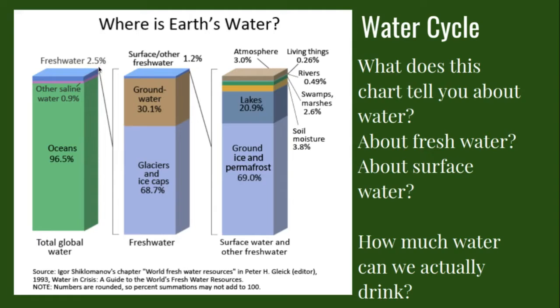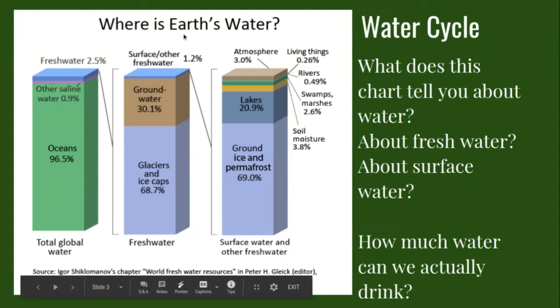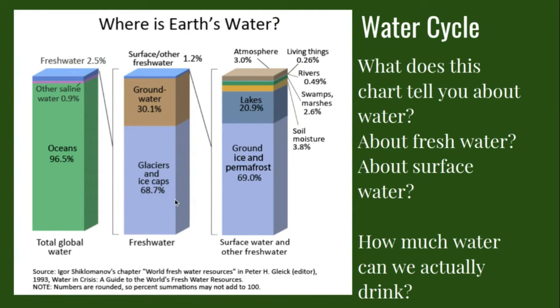Then it takes just this 2.5% and zooms in and says, well, what about just fresh water? For the fresh water of the world, we have 68.7% that's part of glaciers or ice caps. Then we have about 30.1% that is groundwater. And 1.2% of this 2.5% is surface or other fresh water.